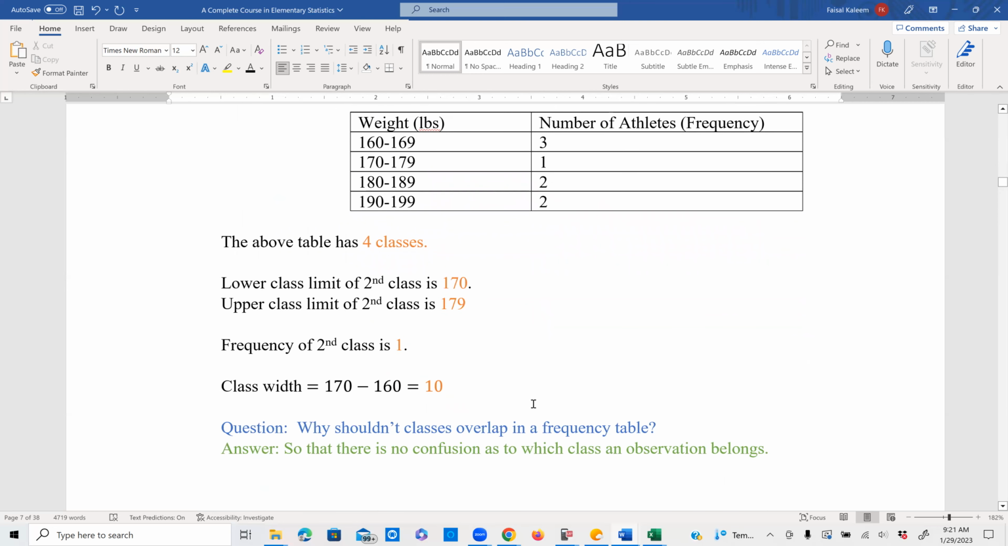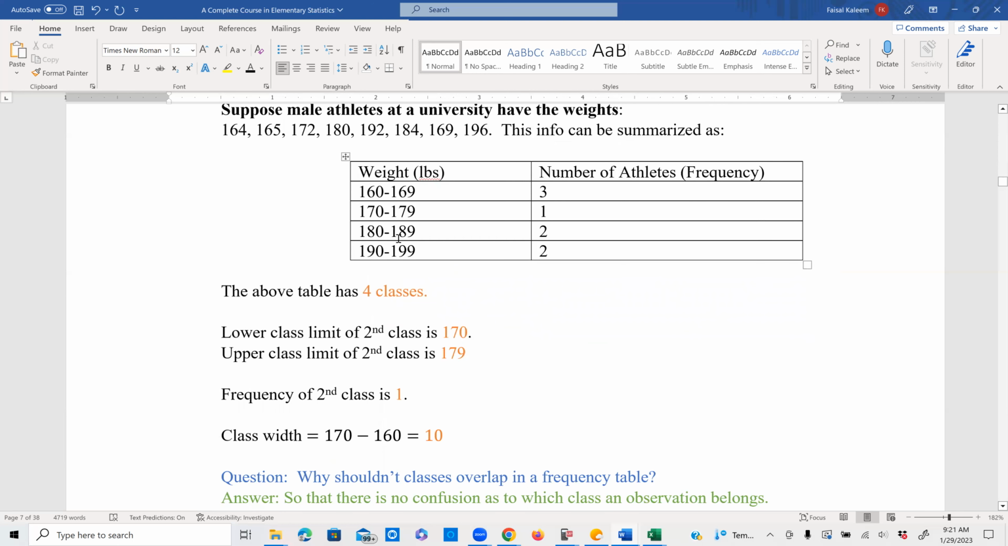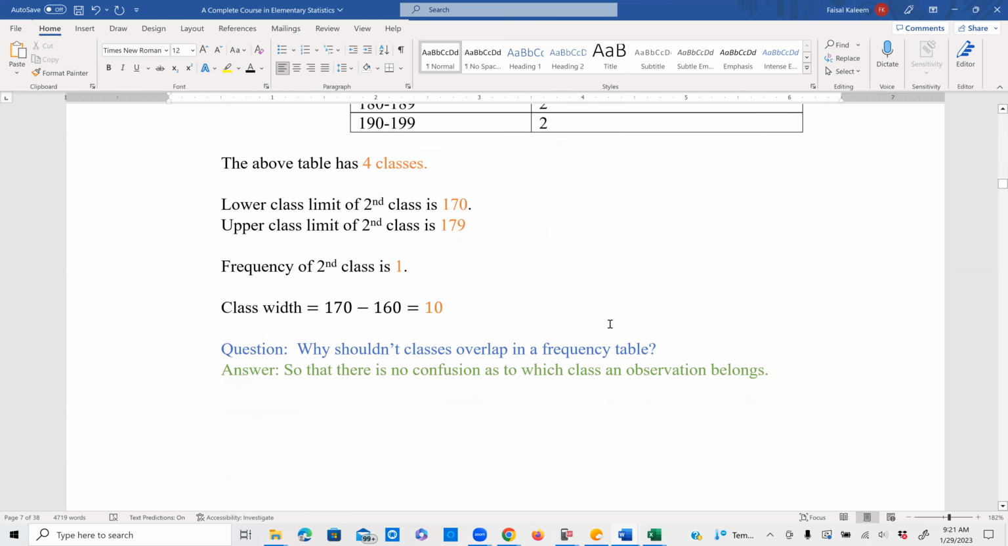And then we make sure that the frequency table classes do not overlap. That way there is no confusion as to which class an observation belongs. So for example, if they were overlapping, then we wouldn't know. So like if this was 160 to 170 and this was 170 to 179, then we wouldn't know where to place the 170. So that's why, in order to avoid confusion as to where an observation belongs, the classes should not overlap.